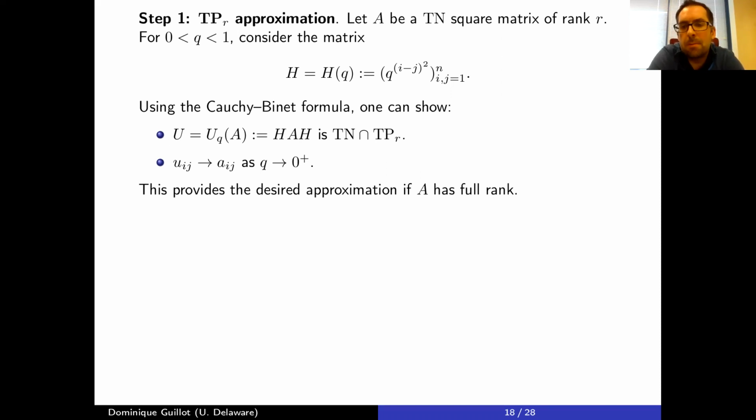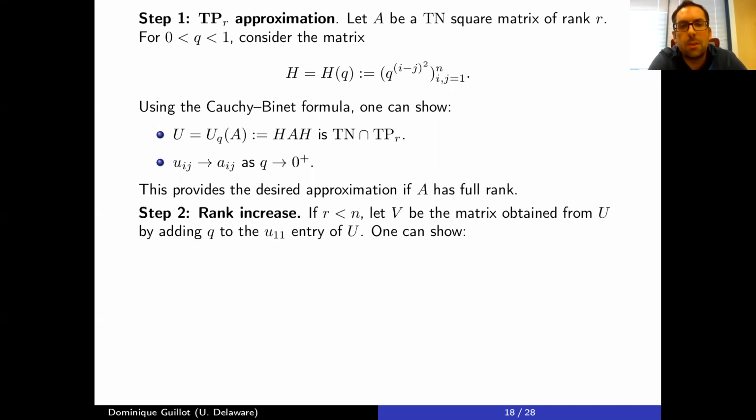Now, what do you do if it's not full rank? That doesn't quite work, but you can fix it very easily. What you do is you first compute that matrix U, so you get something that's TPR, where R is the rank. And then all you need to do is add Q to the 1,1 entry of U. The matrix that you get by that process is certainly still going to be Tn and TPR. That's not affecting that; we just modify the 1,1 entry. However, what you can show is that by adding that entry, that increases the rank by 1.